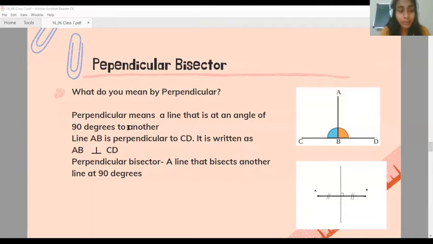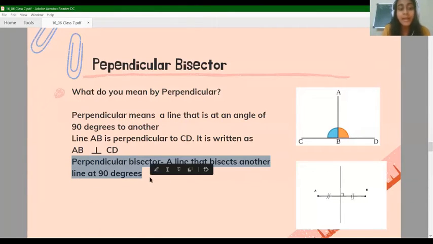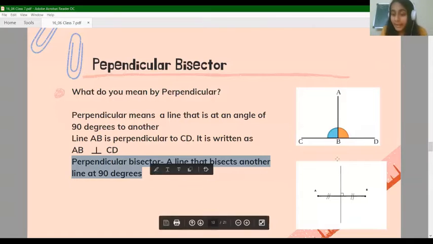So now you know what a perpendicular is, right? So we are going to learn what is a perpendicular bisector. A perpendicular bisector is a line that bisects another at 90 degrees. It is a line. It is this line that bisects. It's not only 90 degrees.